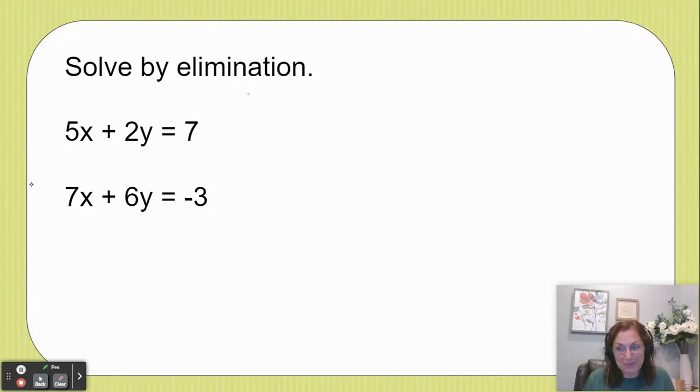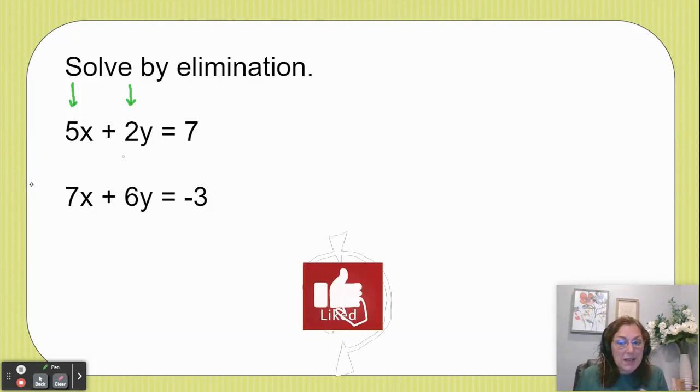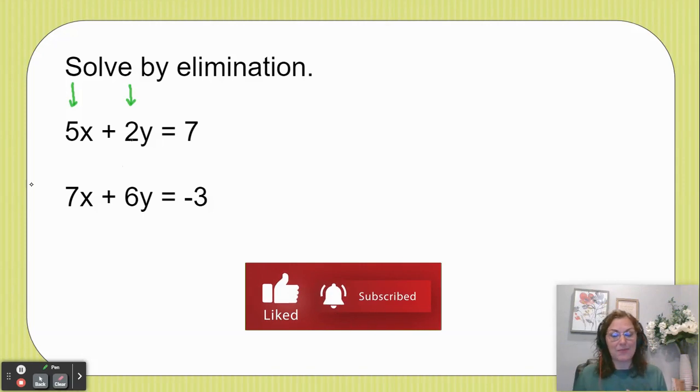That's a whole lot to just means we need to eliminate one of these variables. You see X, you see Y. I need to get rid of one of them. Now, in order to get rid of them, I need the number in front of X in both equations to be the same, or I need the number in front of Y in both equations to be the same, but I need one to be positive and one to be negative.